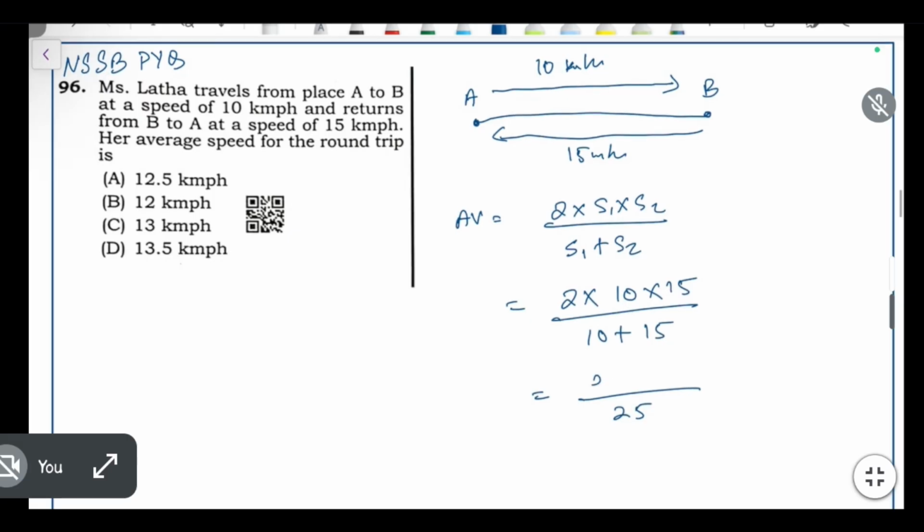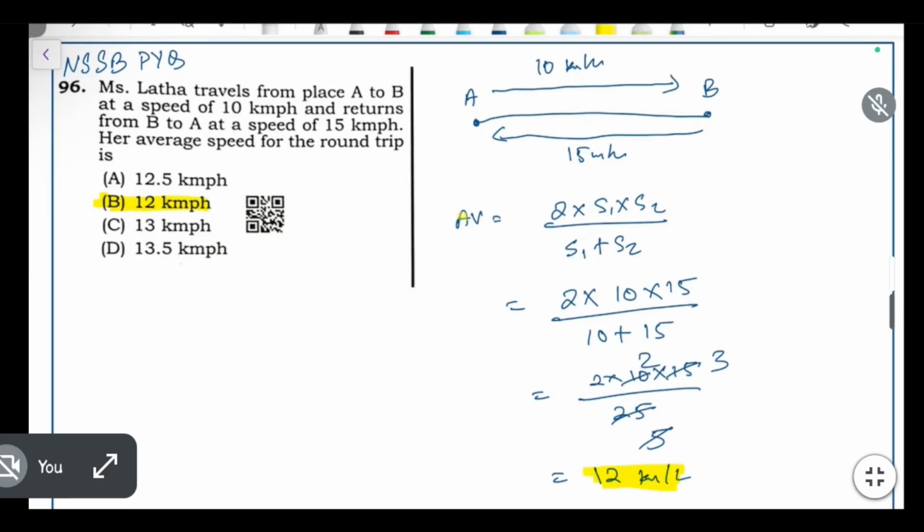So we got 2 into 10 into 15 over 25. Shall we reduce this one? 5 5s are 25, 5 3s are 15, 5 2s are 10. So 2 2s are 4, 4 3s are 12. So 12 kilometer per hour is our answer, which is option B.